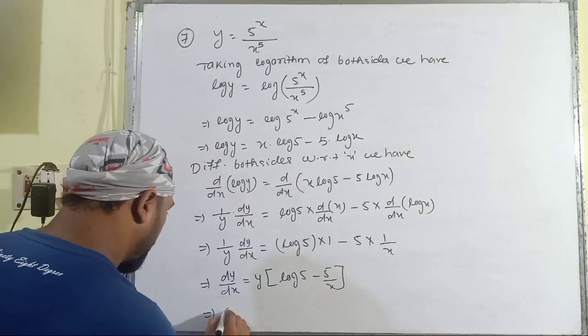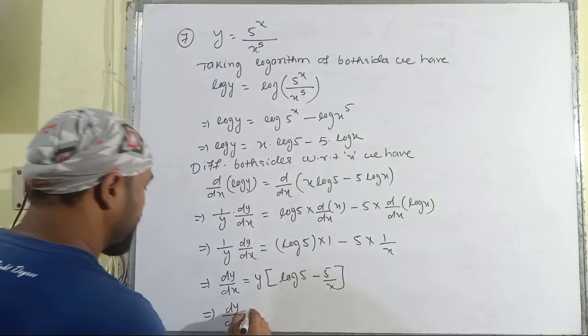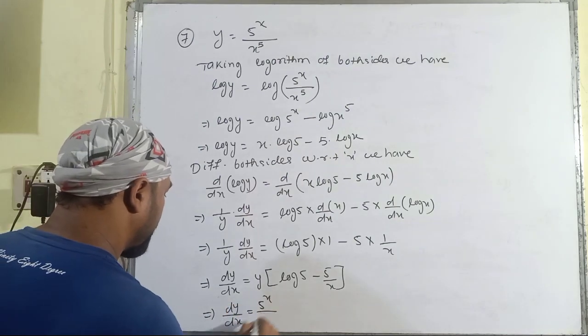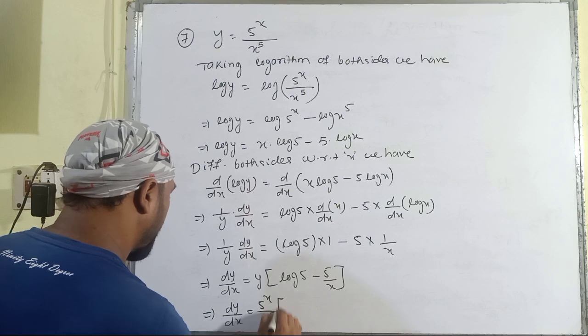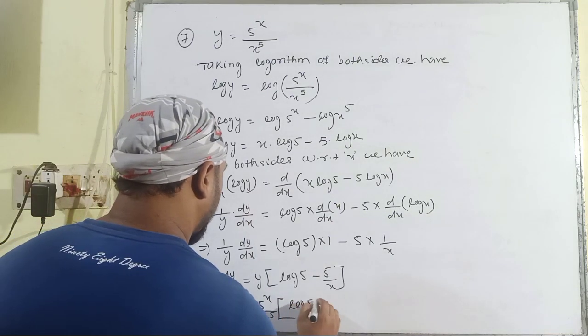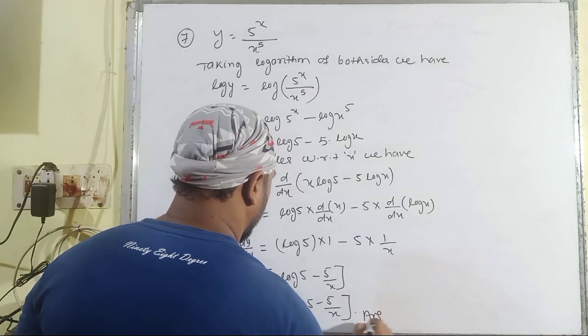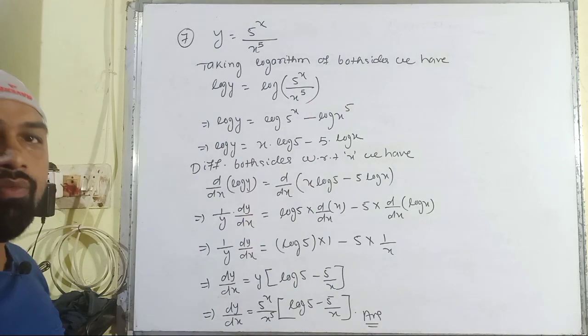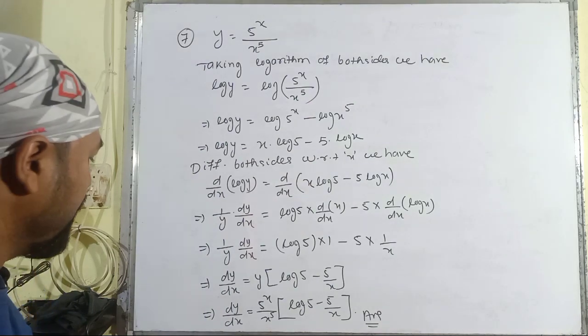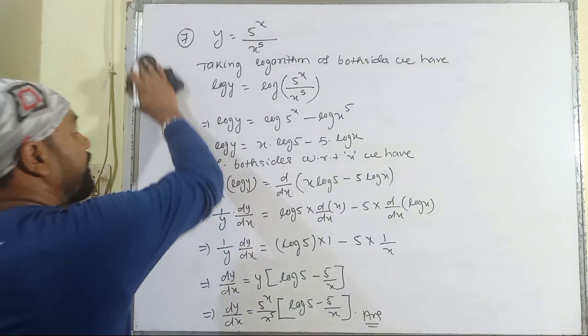Then at last, just putting the value of y here, the value of y is 5 to the power x divided by x to the power 5 multiplied with log 5 minus 5 by x. And this is the answer for the problem number 7. Then coming to the problem number 8 and onwards.